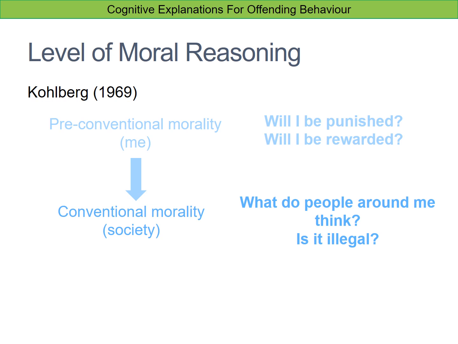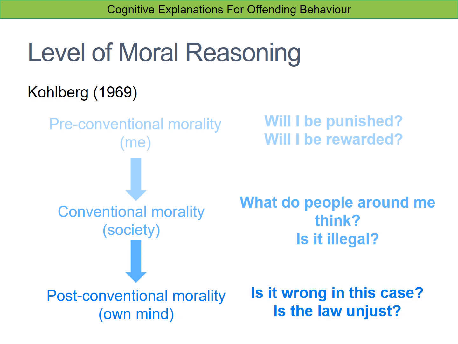And they would use those questions and those answers to determine whether or not they should carry out an action. Now, Kohlberg said the highest level of moral reasoning was known as post-conventional morality, and this was when you know your own mind. And at this stage of reasoning, you would ask questions such as, is it wrong in this case, and is the law unjust, in order to decide whether or not you would carry out a particular action.